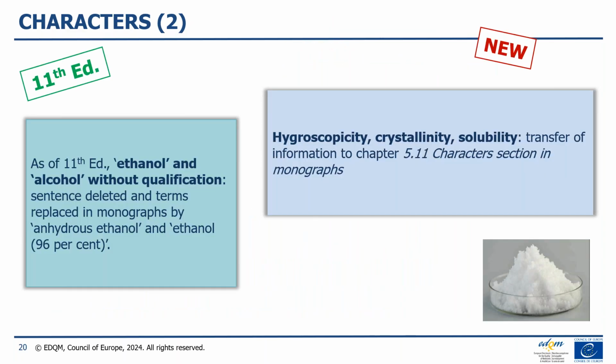Some information that might be of interest to you. The general chapter 5.11 has been recently revised and information has been transferred from the general notices to this chapter. As of the 11th edition, the terms ethanol and alcohol without qualification have been replaced in monographs by anhydrous ethanol and ethanol 96%, respectively.